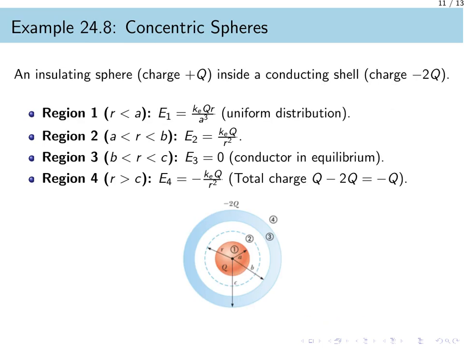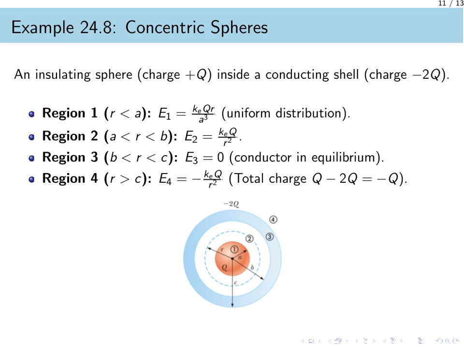Let us apply these principles to an example involving concentric spheres. We have a solid insulating sphere with a positive charge Q, surrounded by a concentric conducting spherical shell carrying a net charge of -2Q. We analyze the electric field in 4 regions.